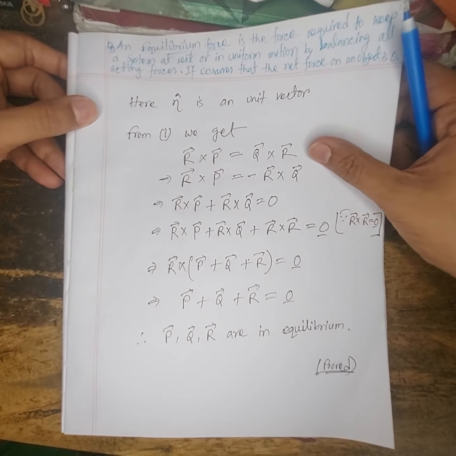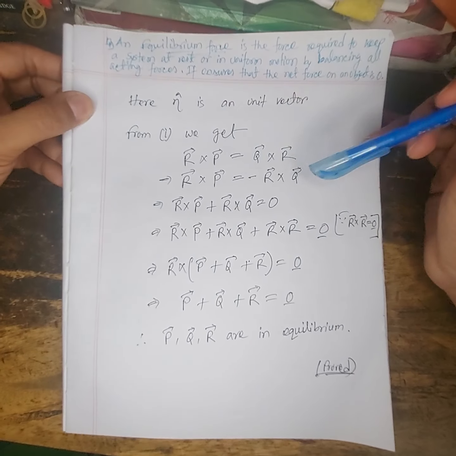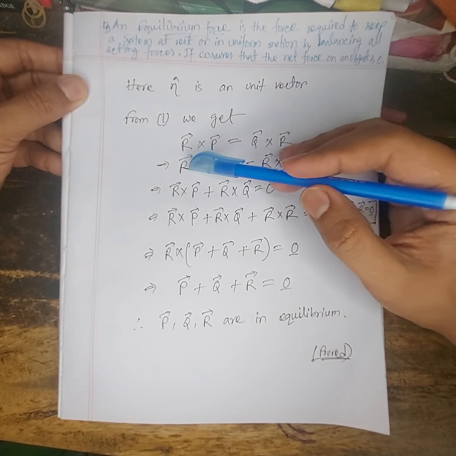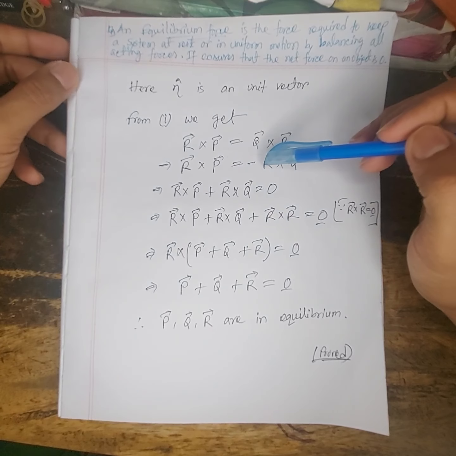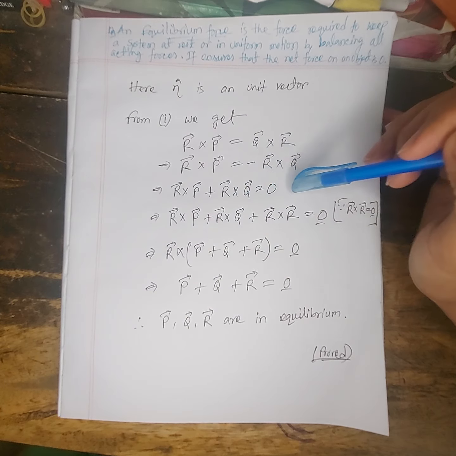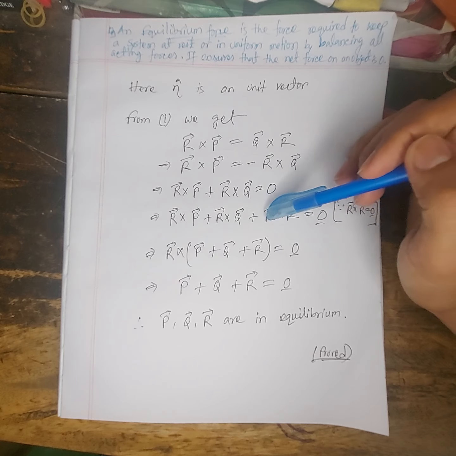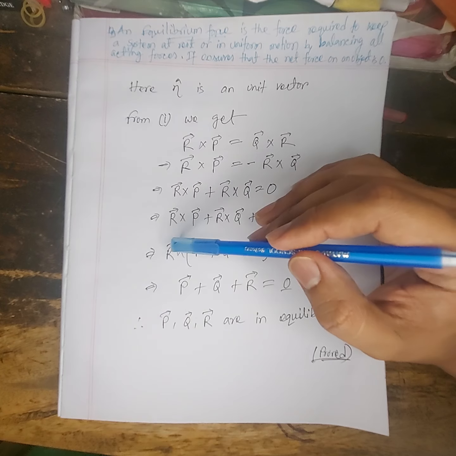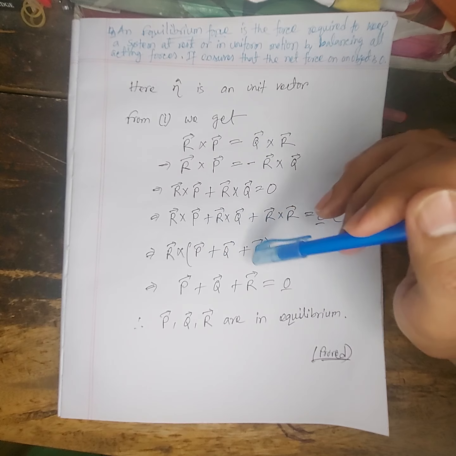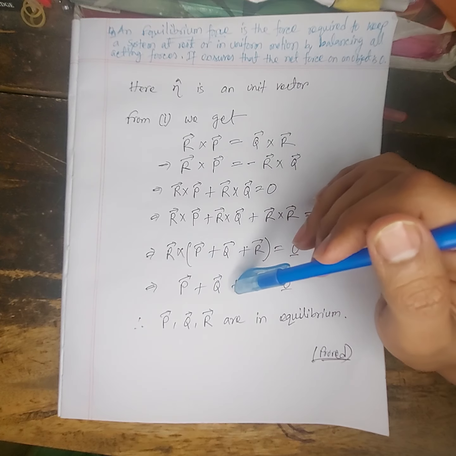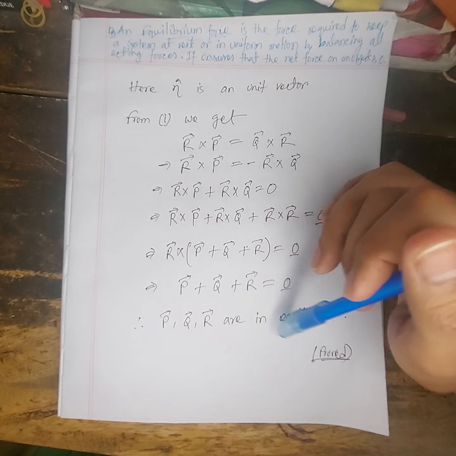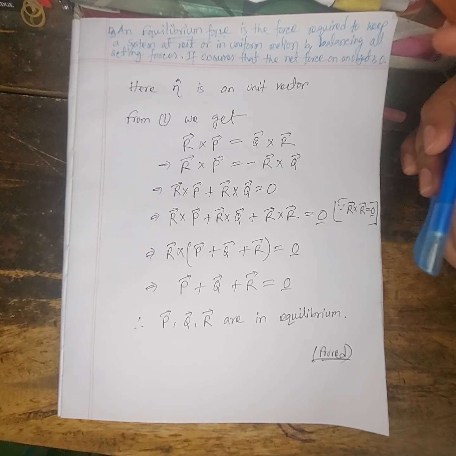Where this is a unit vector, we can write R cross P is equal to Q cross R. So R cross P is equal to minus R cross Q. So R cross P plus R cross Q is equal to 0. We can bring R cross R here, and if we take R vector common, then we get P plus Q plus R in brackets. So P plus Q plus R is equal to 0, which implies that these three forces are in equilibrium.